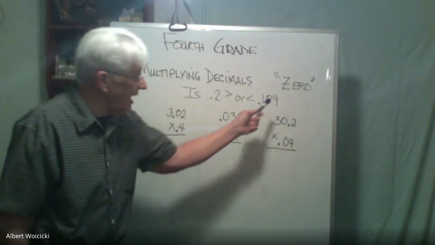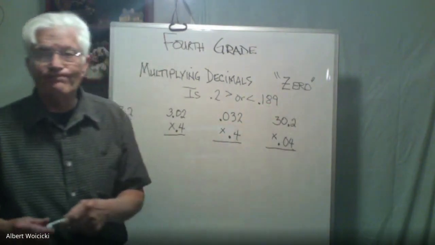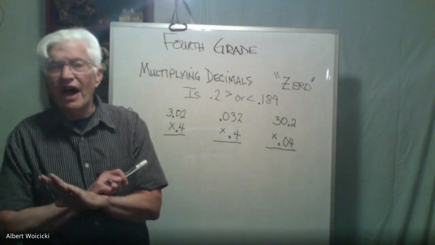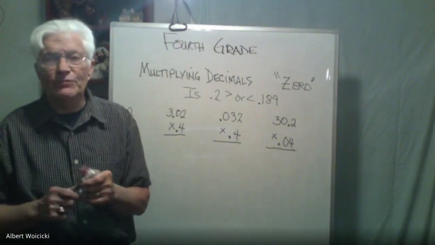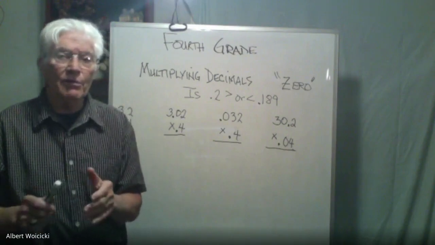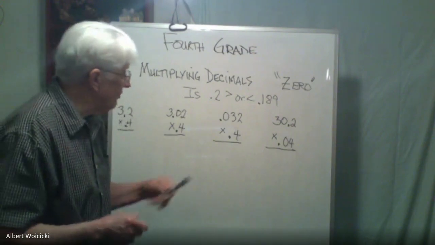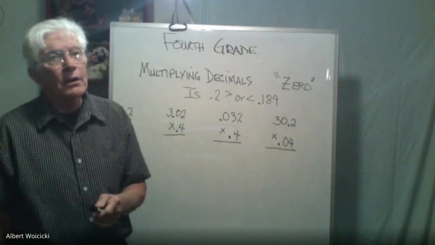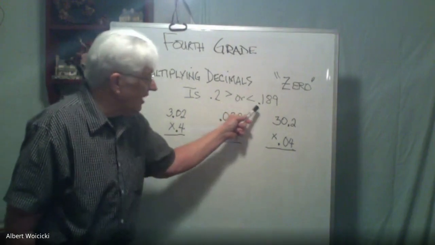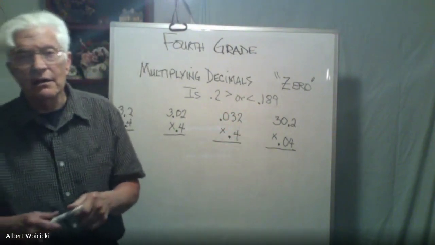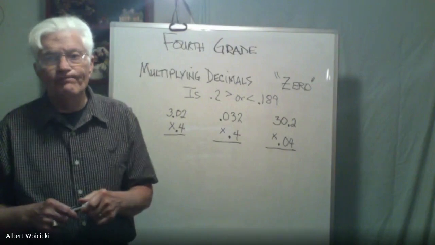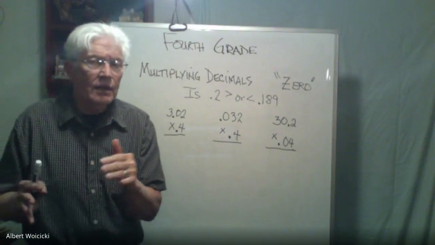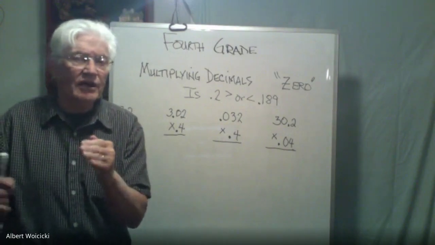And over here we have the word zero. First, before we even take off into the idea of multiplying two decimal numbers together, I want you to ask your students, is 2/10 greater than or less than 189 thousandths? Ask them that question. See if they're ready to understand what's taking place.